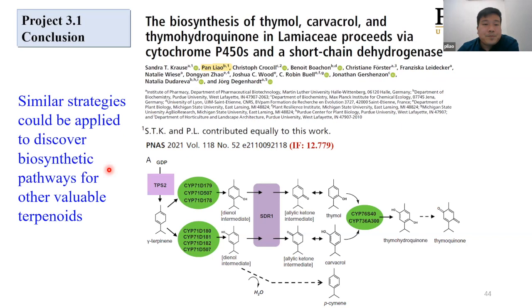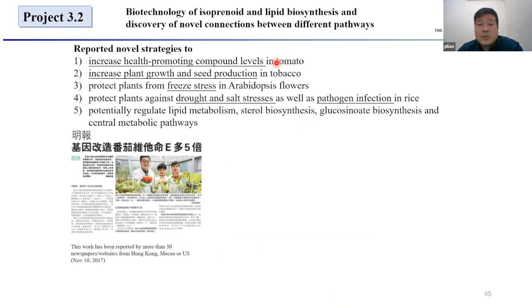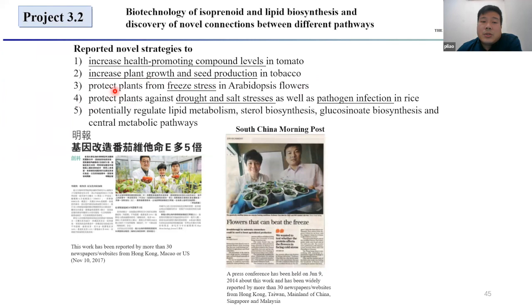For this area, I also did some other studies, but I just want to give a brief summary here. While I was at Hong Kong U, with other collaborators, we reported novel strategies to increase health-promoting compound levels in tomato, especially vitamin E and lycopene, carotenoids and so on. We also have some new ways to increase plant growth and seed yield in tobacco. We have a new approach to protect plants from freeze stress in Arabidopsis flowers. We also reported a way to protect plants against drought and salt stress, as well as pathogen infection in rice.